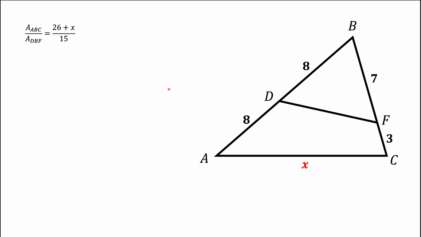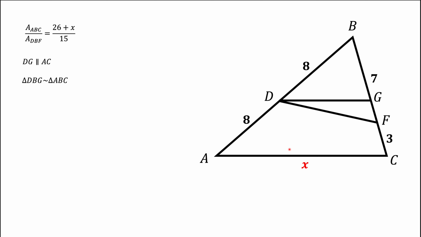So what we're going to do now is calculate the area of triangle DBF and triangle ABC using the sides AD, BD, BF, and CF. Okay? So first, we're going to draw a line DG that is parallel to line AC. And what we notice is that the triangle at the top, DBG, is similar to triangle ABC.